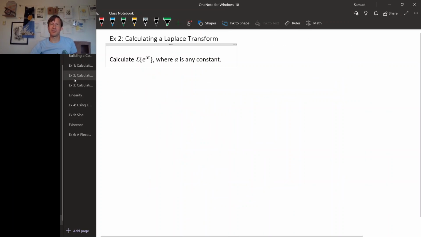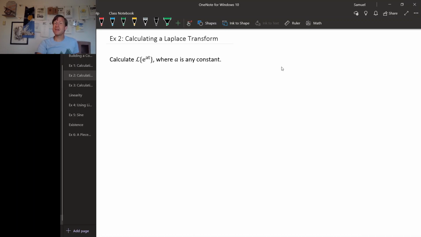All right, let's try another one. How about the Laplace transform of e to the at, where a is any constant? So pause this video and see if you can work it out on your own. The domain of your function might depend on a.